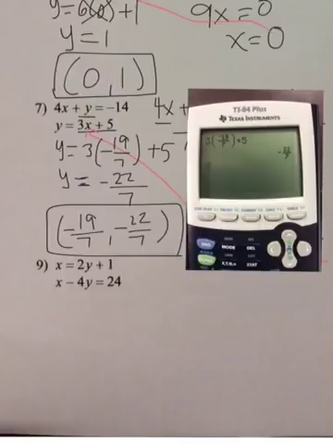So this right here, let me use a blue color. This right here is what I put in here. Do you see that? 3 times negative 19 over 7 plus 5, and that gave me that. So that's what I did, and I got negative 22 over 7, so that's how I get that. And that's how the answer is.